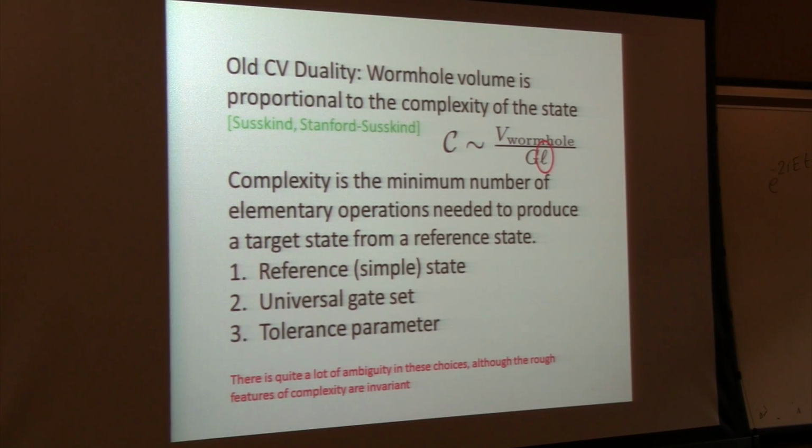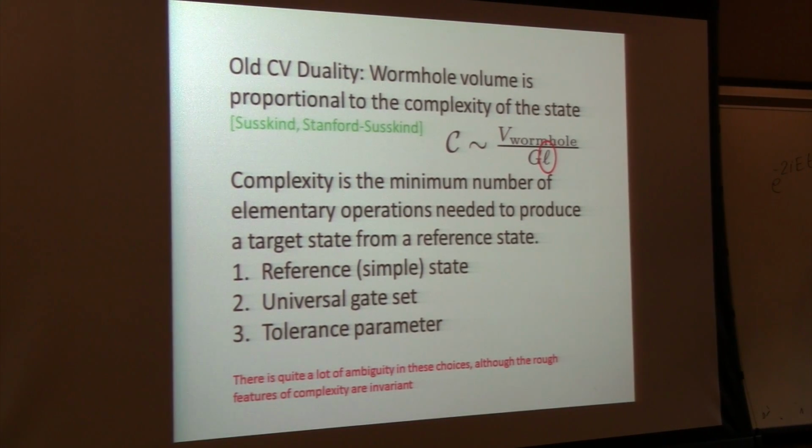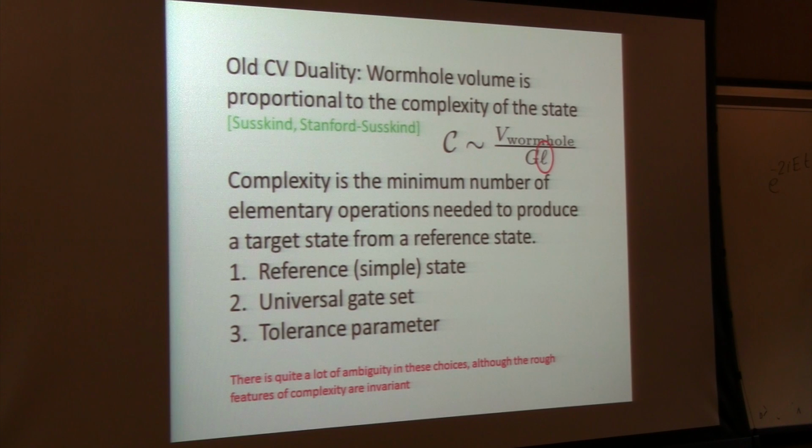Now let's talk a little bit more about what the complexity is. What is this formula supposed to tell me? Like I said, the complexity is the minimum number of elementary operations you need to produce this state from a reference. And so you need 3 pieces of information. You need the reference state, which is talked about here. You can imagine starting from either a product state, or from, for example, the thermofield double state at t equals 0, and ask how hard it is to produce the time evolved state from that state at t equals 0 as a function of time.